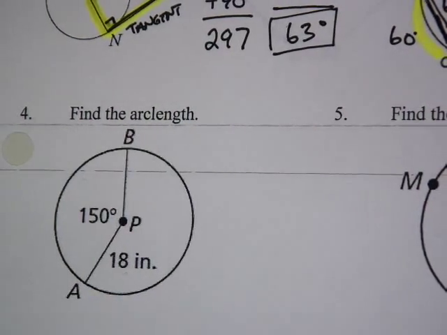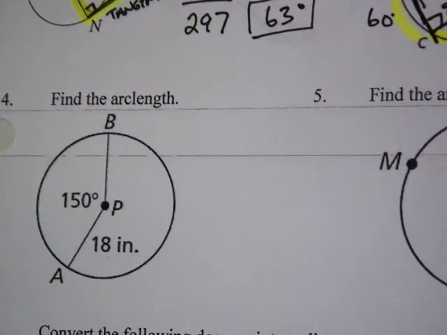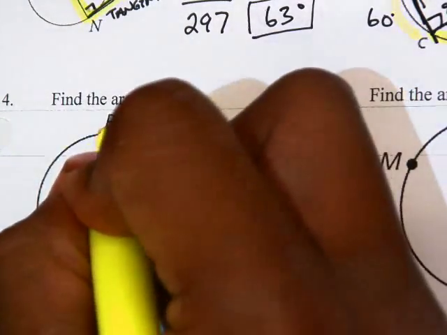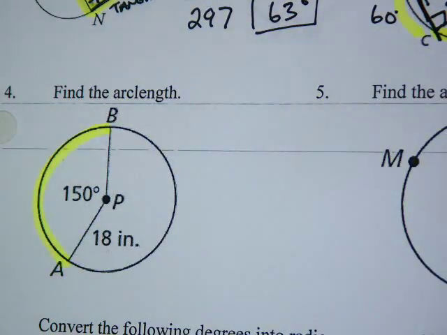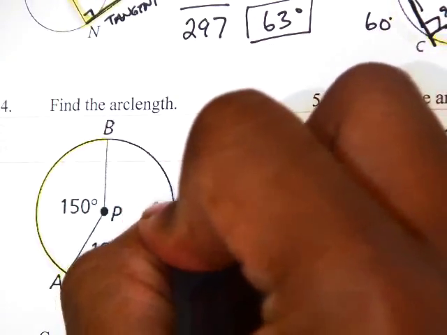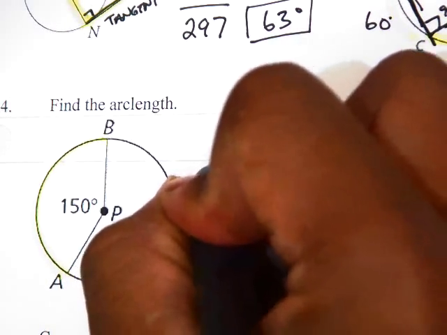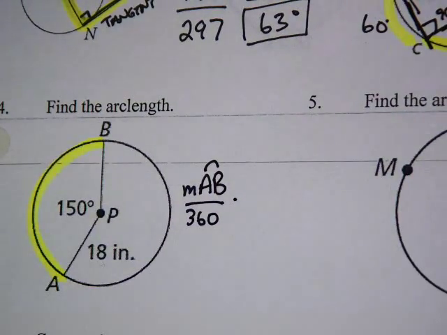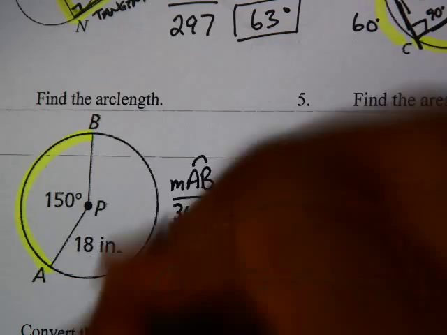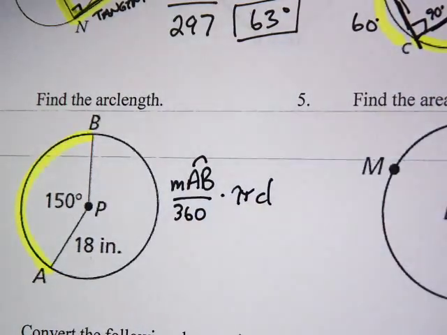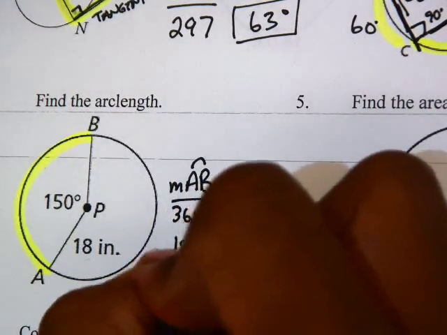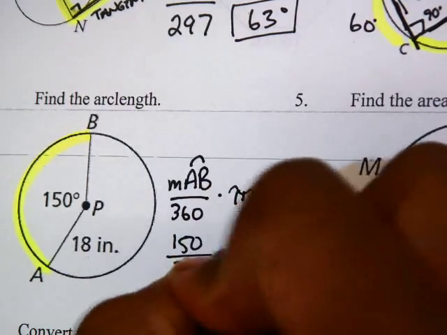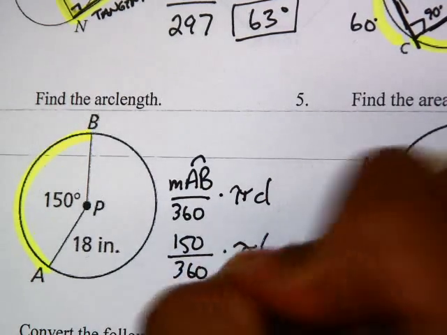For number 4, I'm supposed to find the arc length from here to here. So this is the arc length from A to B. To use that, I need the arc length formula, which means I need to take the measure of AB, the measure of the arc, out of 360, and I should multiply it by the circumference, since I'm trying to find the distance around the circle, which is pi times diameter. So 150 over 360 times pi.